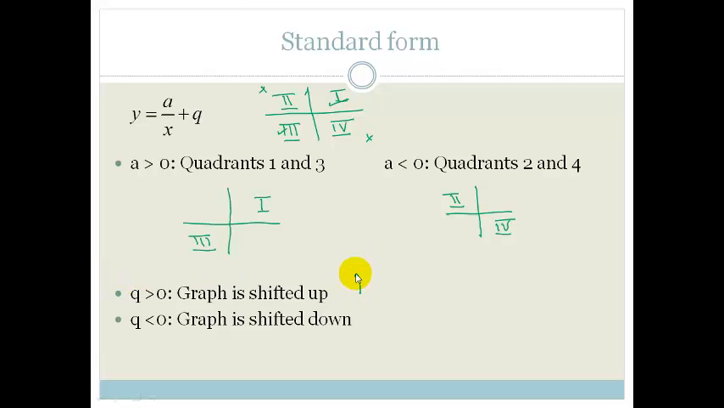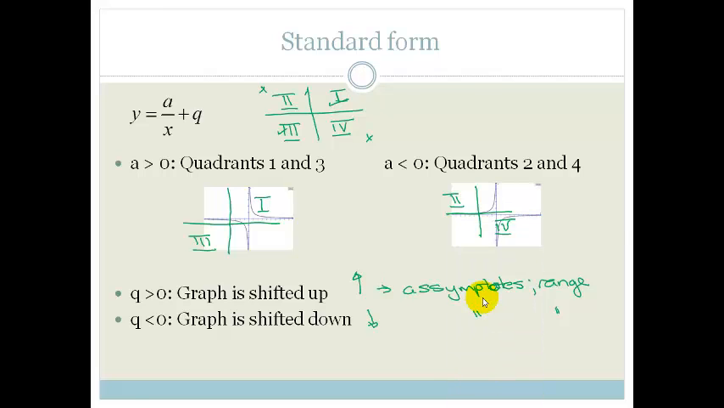It shifts the graph up, and then obviously that messes with your asymptotes. And it messes with your what? Your range. It messes with the asymptotes and it messes with your range. And again, if the q is smaller than 0, the graph is shifted down. And again, it's going to mess with your asymptotes and your range. So, and there's a pretty picture.